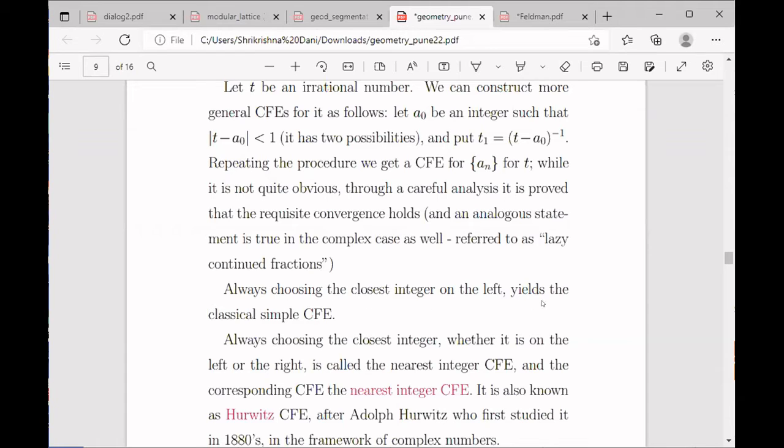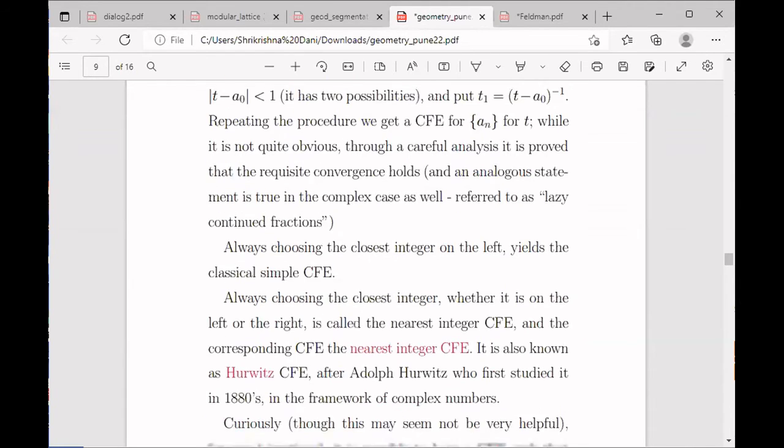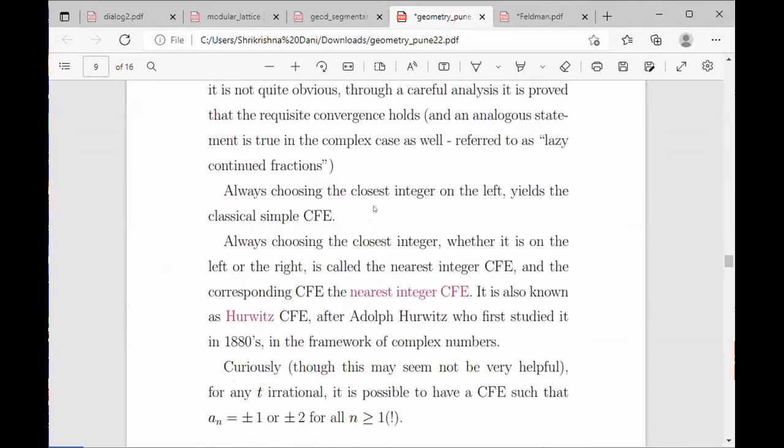Always choosing the closest integer to the left is the classical simple continued fraction. There's also another, what might seem a canonical thing to do: always choosing the closest integer, whether it is on the left or on the right. It's called the nearest integer continued fraction expansion, and the corresponding CFE is called the nearest integer CFE. It's also known as the Hurwitz continued fraction expansion because it was Adolf Hurwitz who in the 1880s studied this kind of continued fraction expansion, not just for real numbers, but actually for complex numbers.